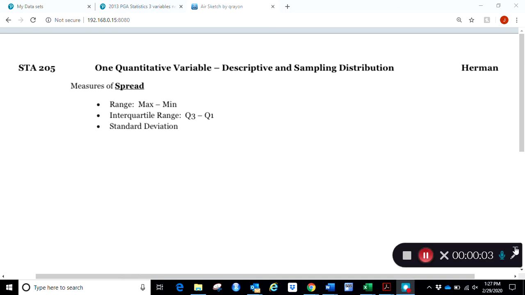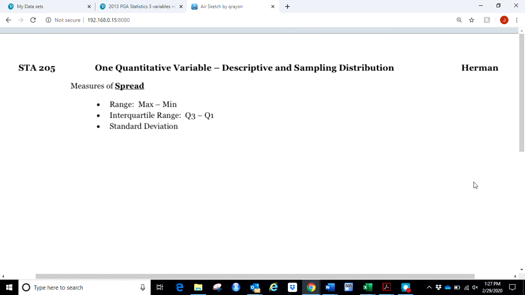In this video, we're going to talk about numerical measures of spread for one quantitative variable, and we're also going to demonstrate how to use StatCrunch to get all of these values that we've talked about. So for measures of spread, the first one you've probably heard of before, and that's just the range of the data set. The range is just the maximum value minus the minimum value.